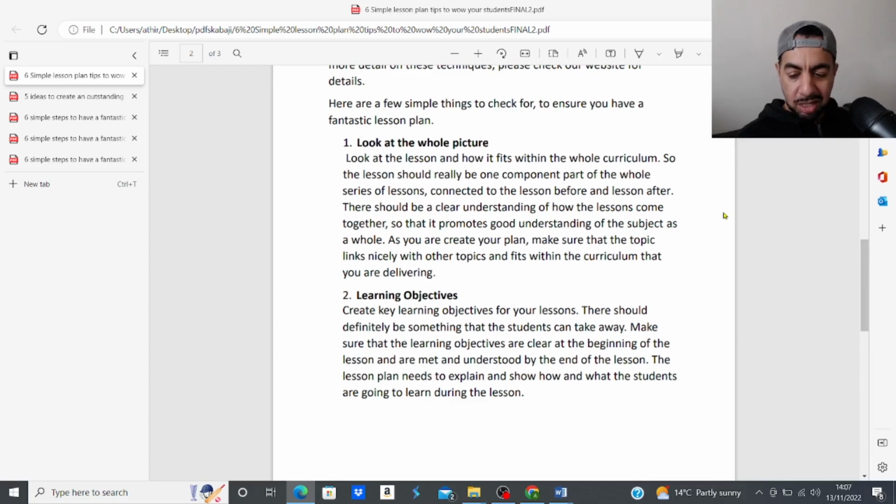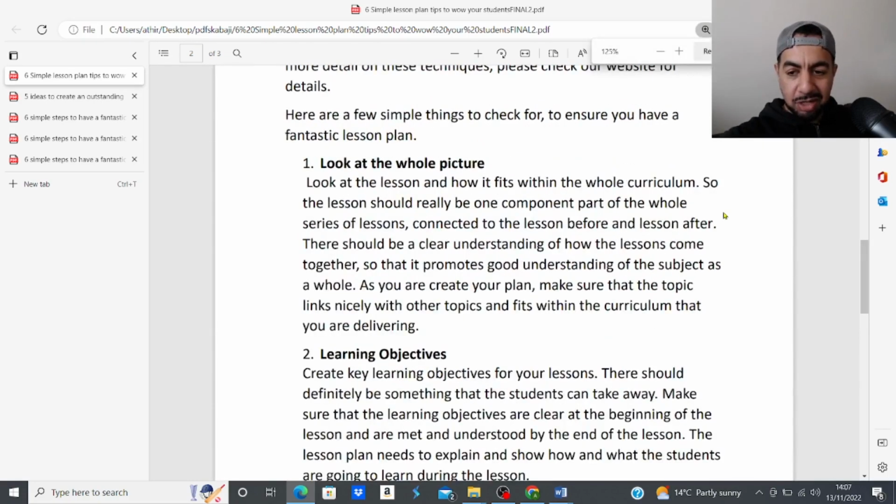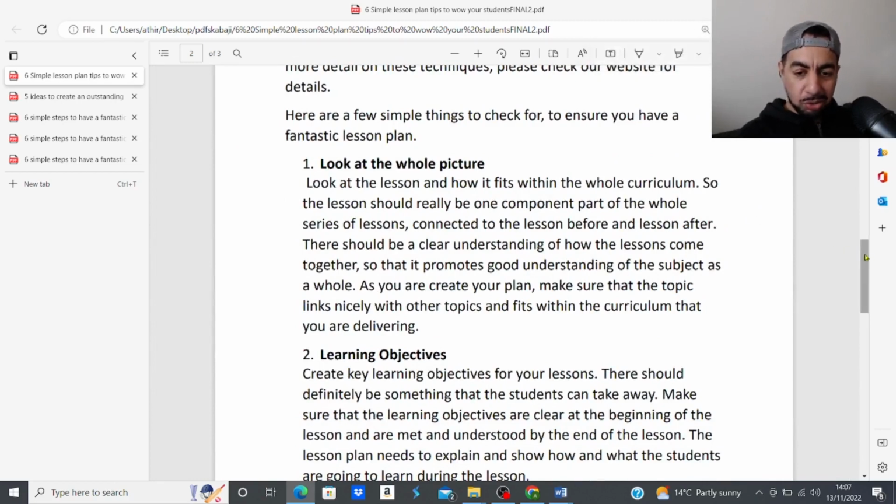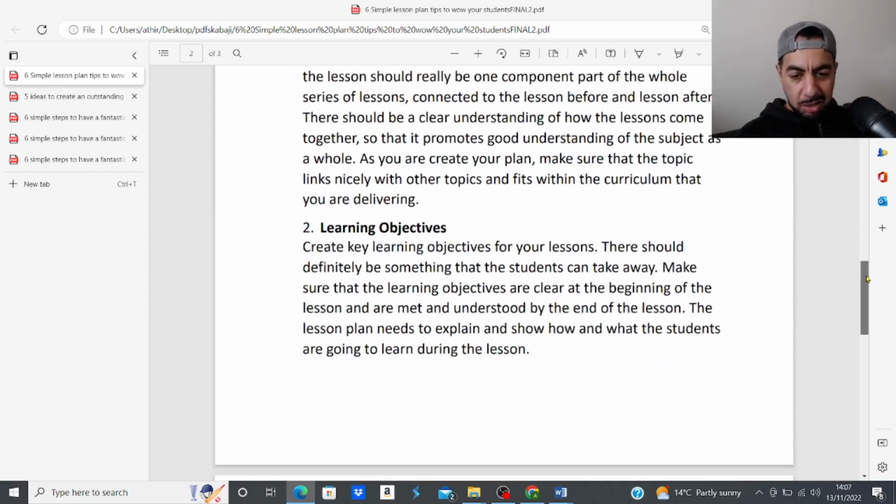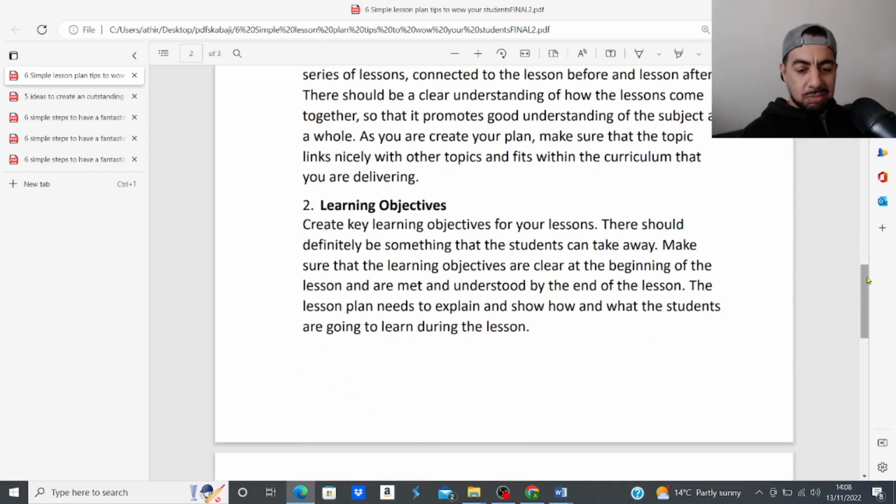So I always say, look at the whole picture and make sure that you address everything in terms of how it all connects together. So number one would be look at the whole picture, as I mentioned. Number two, they're not in any particular order, but obviously number two is learning objectives.